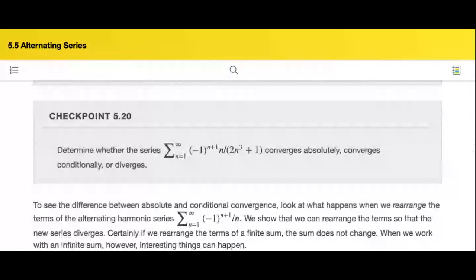All right, let's all try 5.20. Let's try 5.20. It's an alternating series. We want to show if it converges absolutely, or converges conditionally, or it doesn't converge at all.